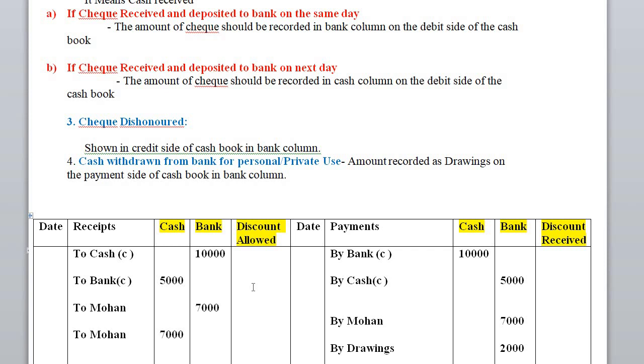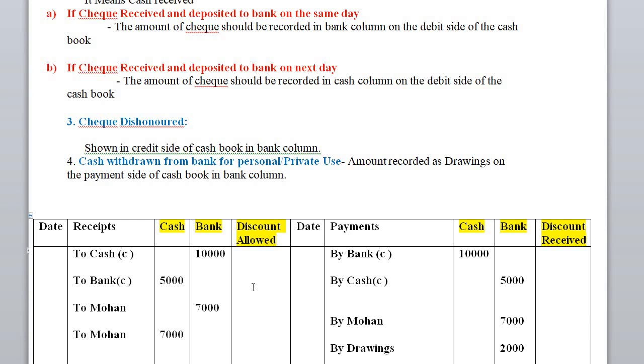Then the second scenario: if the check is received and deposited into the bank on the next day, the check amount should be recorded in the cash column of the cash book on the receipt side. So these are the two important keynotes we need to understand when working out the problem.